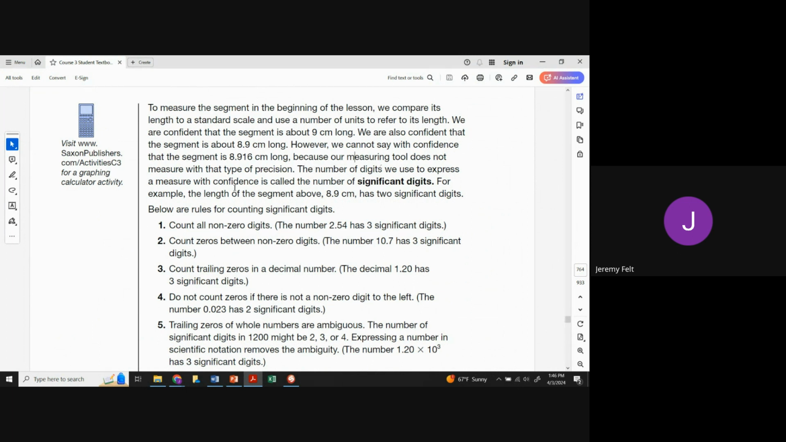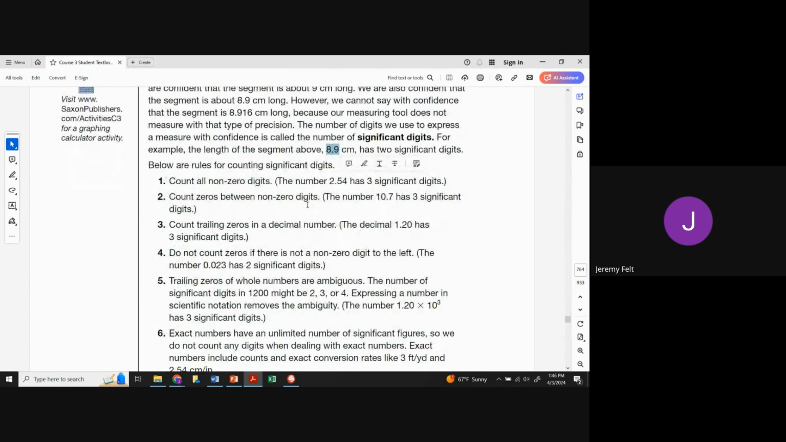The number of digits we use to express a measure with confidence is called the number of significant digits. So 8.9, there's 1, 2 significant digits. Below are rules for counting significant digits. Count all the non-zero digits. So 2.54, there's 3 significant digits. It could go 2.5400000000, but those zeros are not significant.